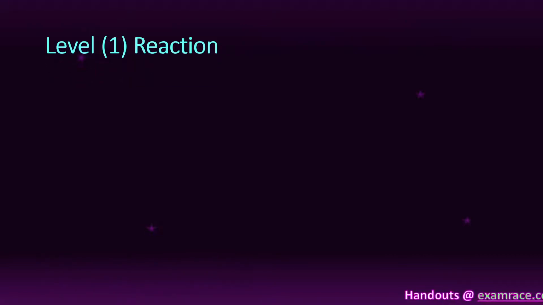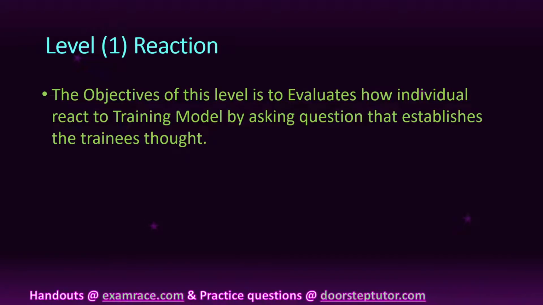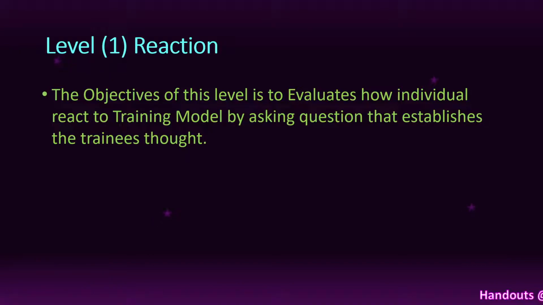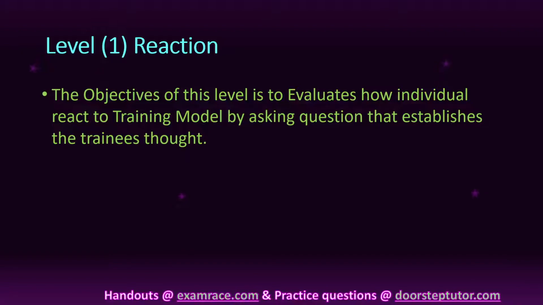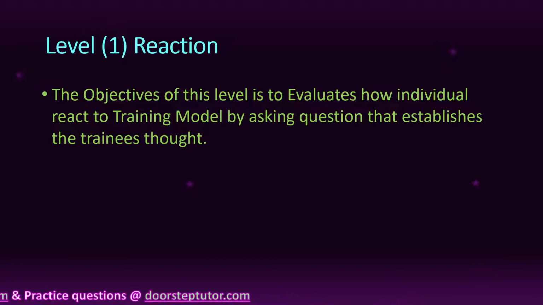Then we see the next thing, level 1, that is reaction. So what is level 1 reaction here? The objective of this level is to evaluate how individuals react to the training program, by asking questions. In this level, we see the reaction of all the individuals involved in that training program or curriculum program, and how they react to that training model.